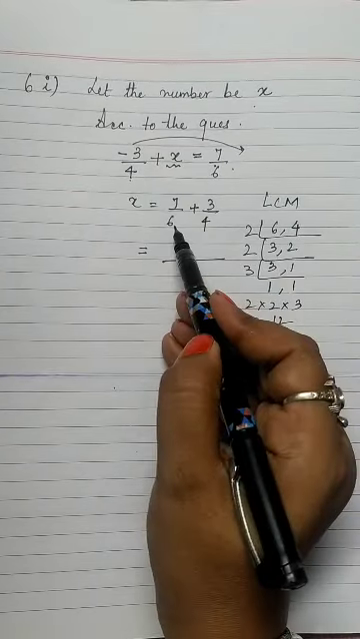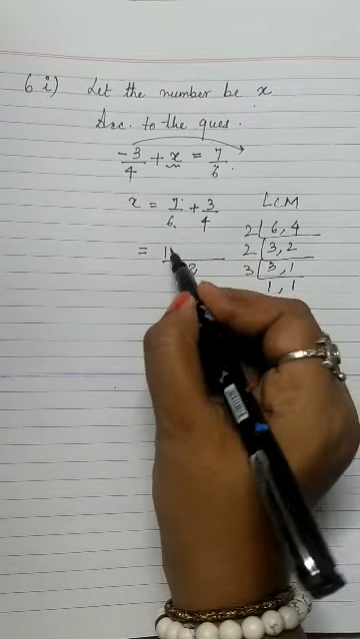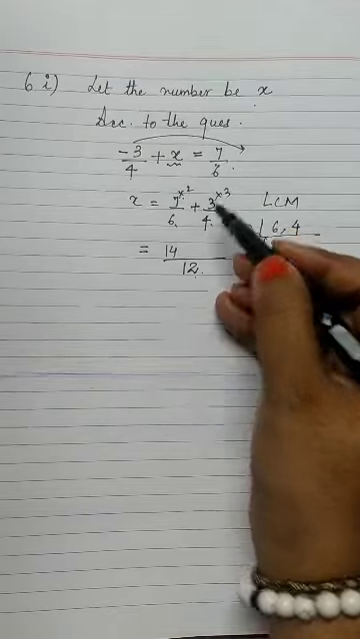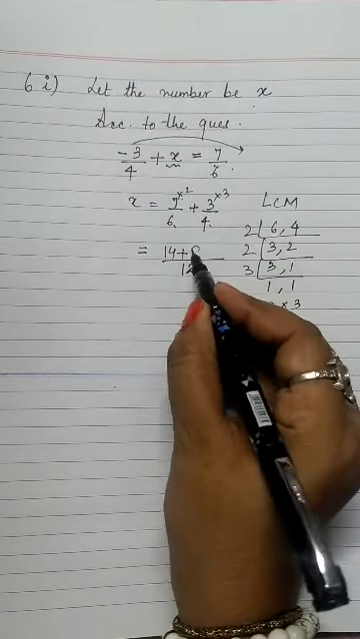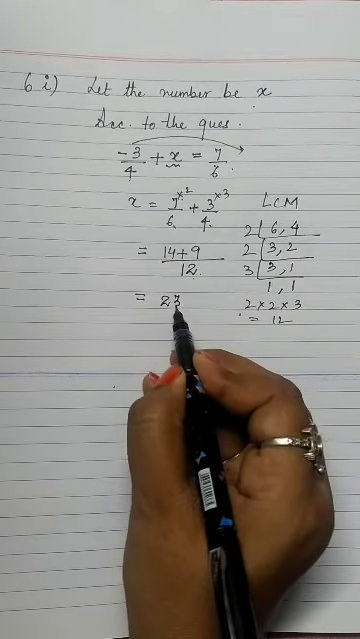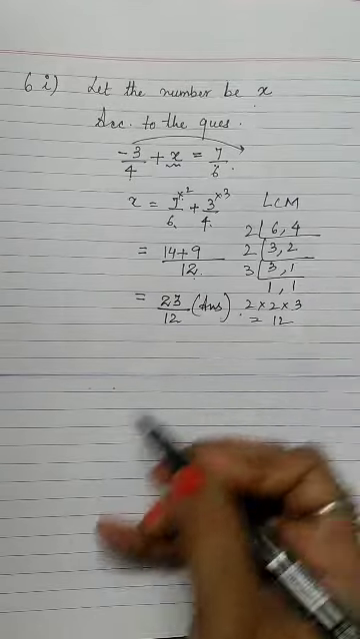So at 12, now 6 2s are 12, 2 into 7 is 14, and 4 3s are 12, so 3 into 3 will give you 9. 14 plus 9 upon 12. 14 plus 9 is 23. 23 upon 12 is your answer.